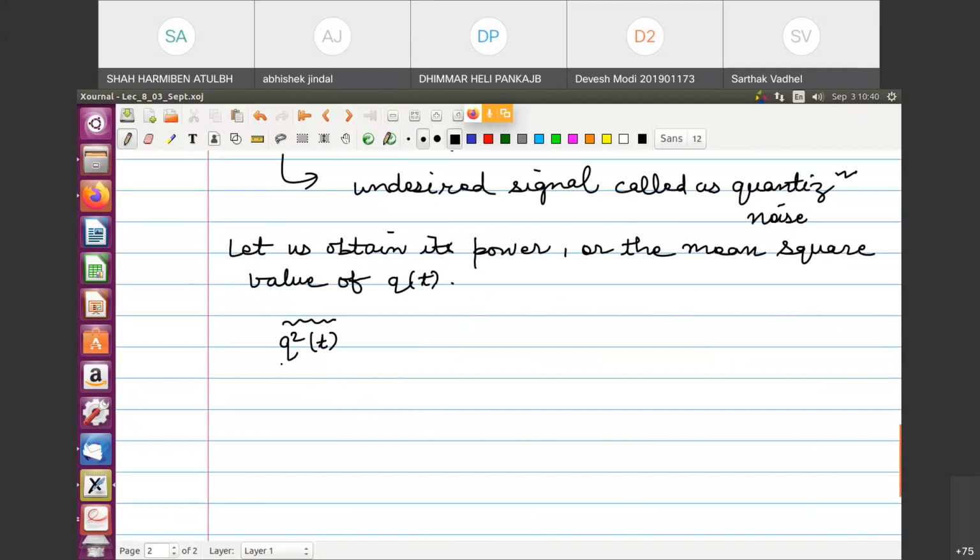Okay, so this defines the MSV. I should write here. So this is your MSV. This is the notation for MSV. This is given by, I think you have to follow this from signals and systems, that whether the signal is periodic or non-periodic, this is the standard formula to obtain its mean square value or the power.